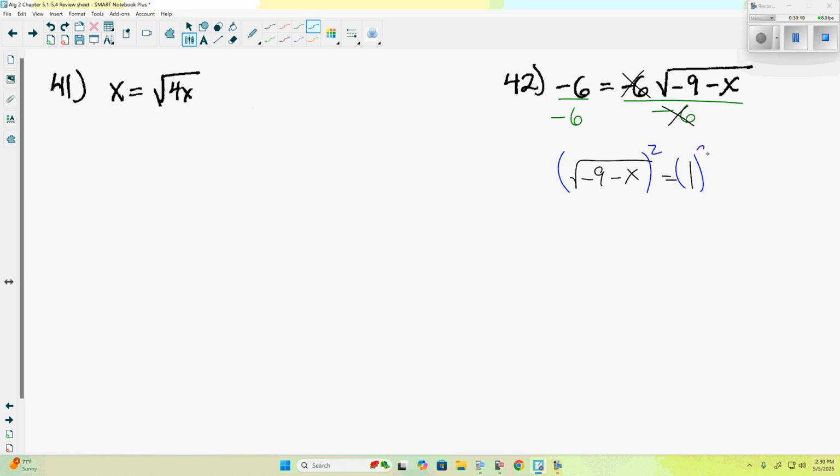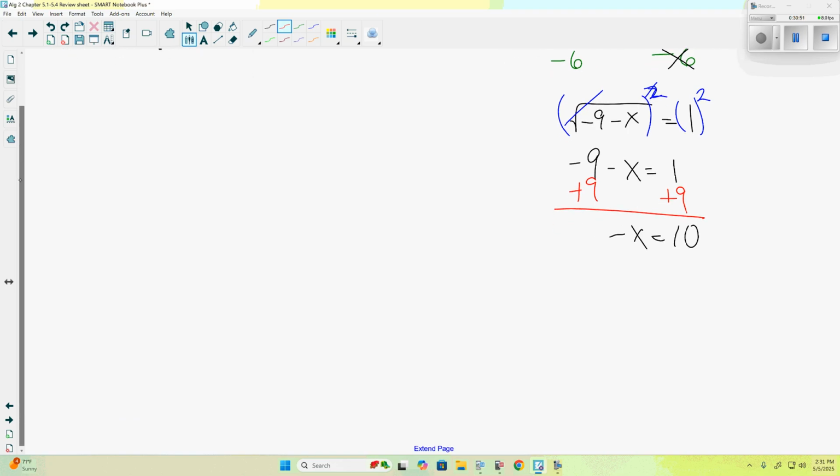Now that the radical's by itself, we're going to put both sides to the nth power. We're going to square it. The square root and the square would cancel, telling us that negative 9 minus x equals 1. Solve for x. First thing we can do is add 9. So that tells us that negative x is equal to 10. Now we need to get x positive, so we could either multiply by negative 1 or divide by negative 1, telling us x is equal to negative 10.